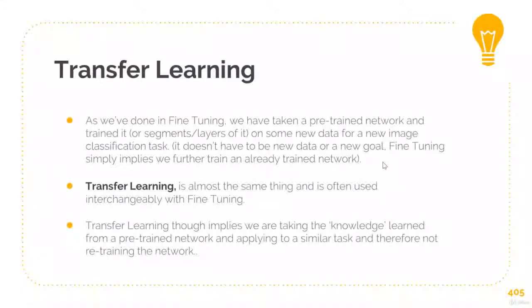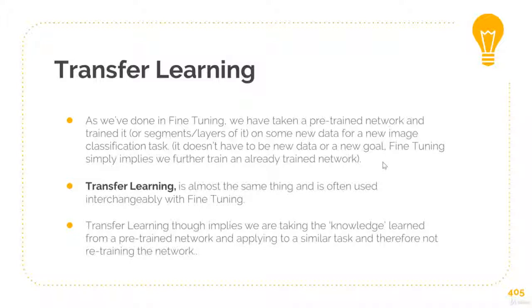So what about transfer learning? Now, as we've seen in fine-tuning, we have taken an already pre-trained network and trained it, or segments of it, on some new data for a new image data classification task. All right? So transfer learning is pretty much almost the same thing, and a lot of researchers and a lot of people in the industry use these terms interchangeably.